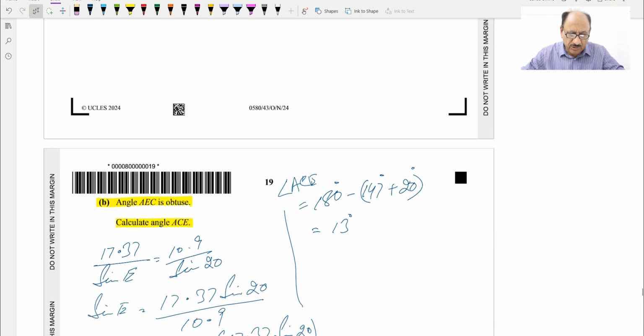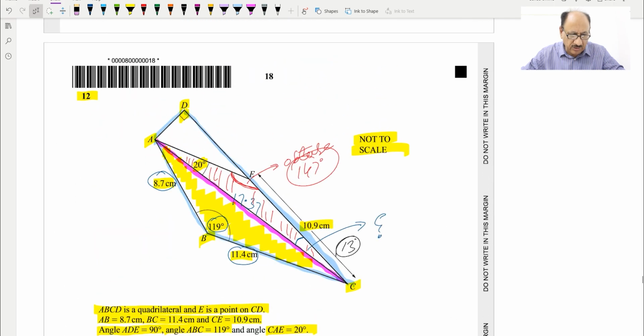Hopefully you understood each and everything. This was a little tricky question, the 12th one, but it's not difficult.